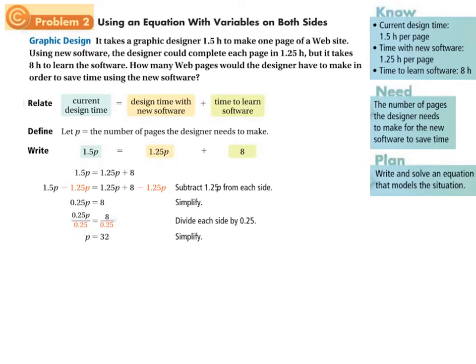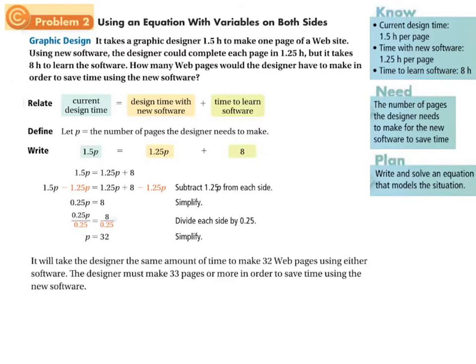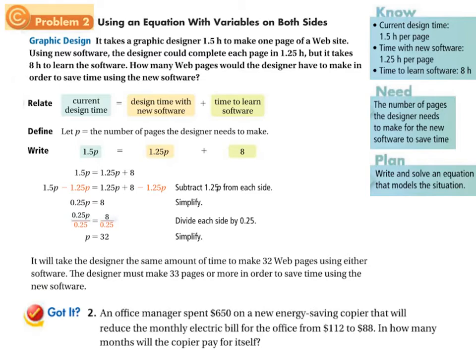So what's the answer then? It'll take the designer the same amount of time to make 32 web pages using either software. So this designer must do at least one more page at the faster time in order for her to save time with the new software. Yep. Here's your got it problem. See how you do.